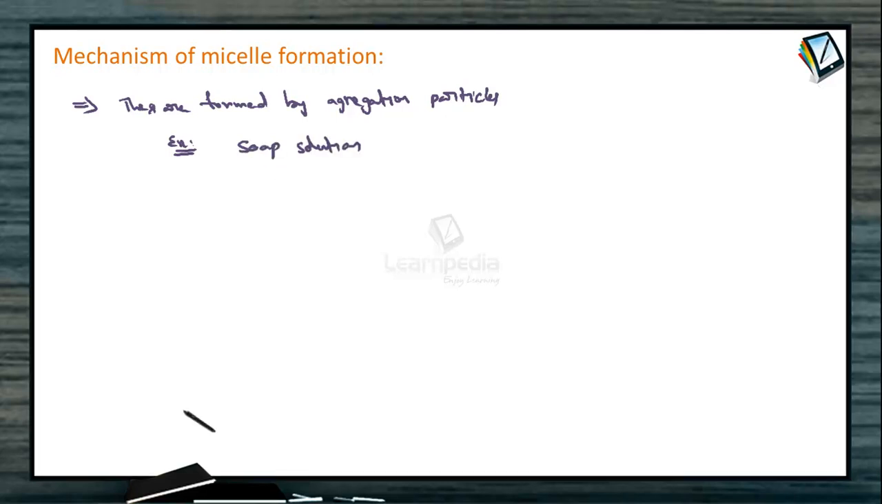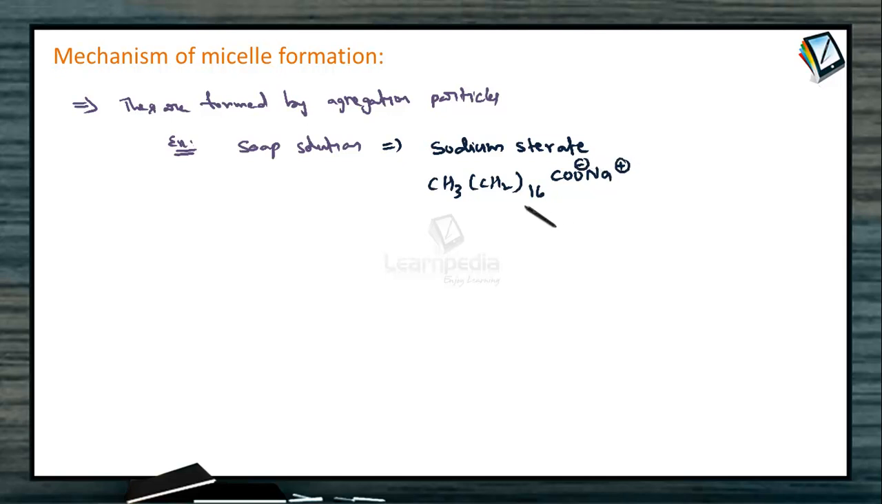This soap contains a chemical component, sodium stearate, which has the chemical formula CH3(CH2)16COONa. It is a salt of the corresponding acid. That means it has a long chain hydrocarbon, and at the end it has a polar group, which is present as an acid. So from this you can easily say this is a non-polar hydrocarbon chain.